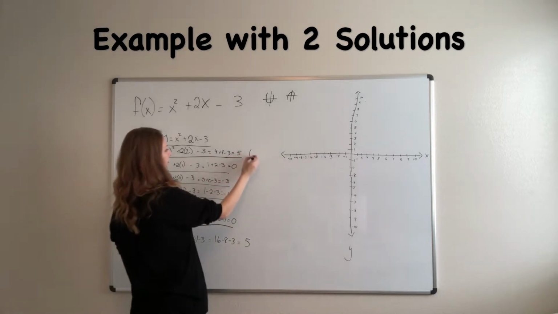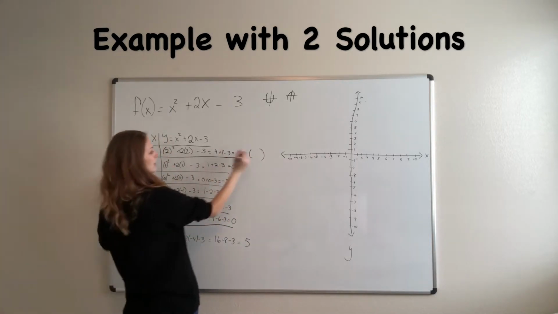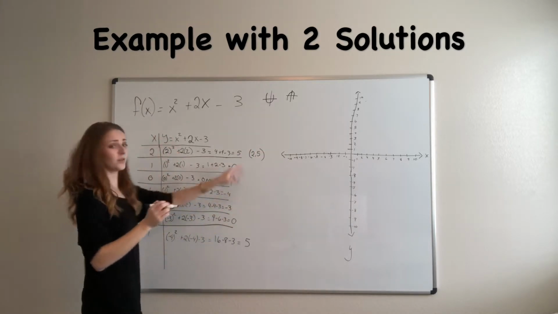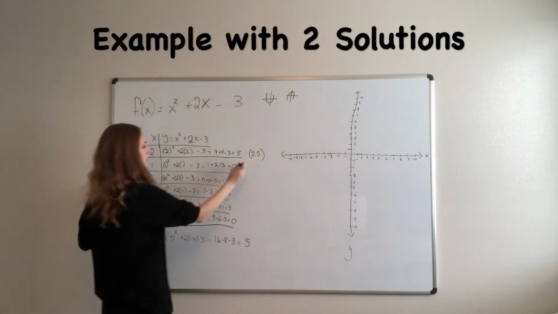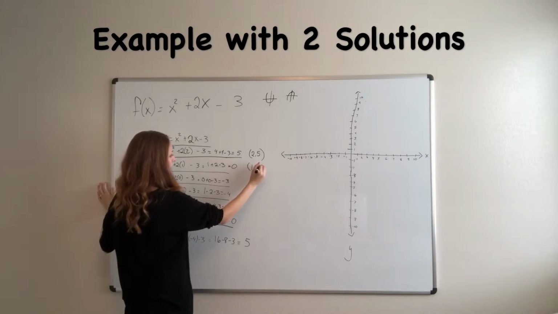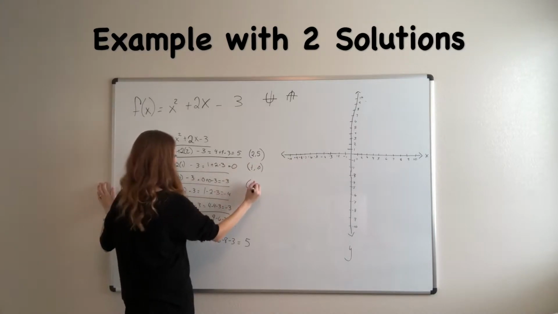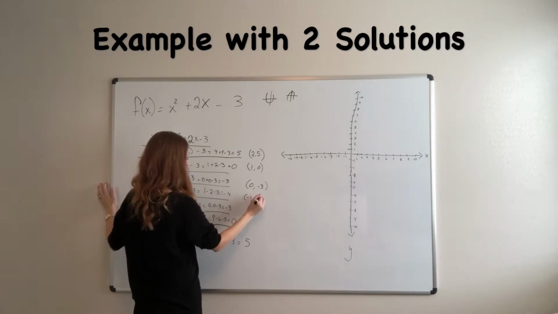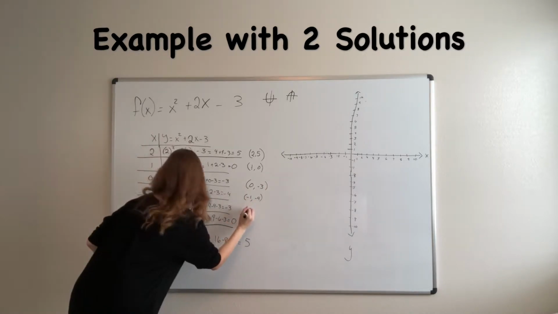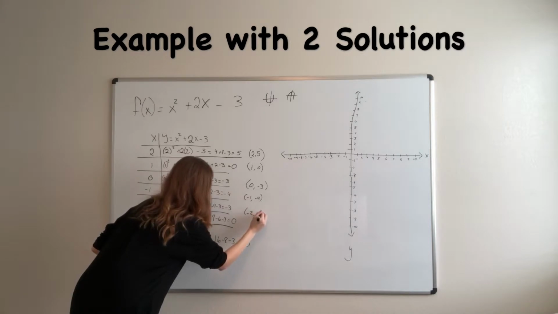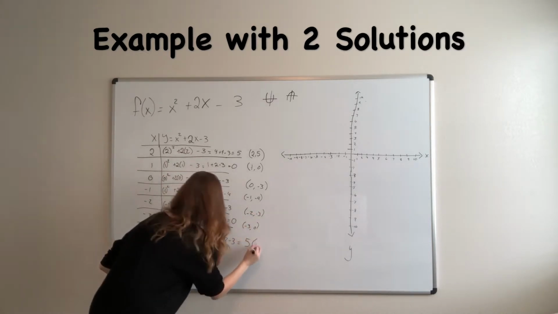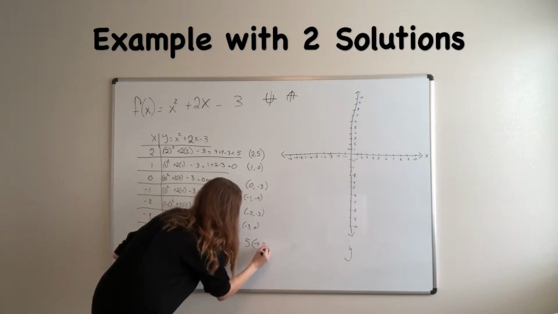Okay, so now, this point, because we had 2 over here, this is going to become (2, 5), because we found that this equation equaled 5. We're going to do the rest. (1, 0), (0, -3), (-1, -4), (-2, -3), (-3, 0), and lastly, (-4, 5).